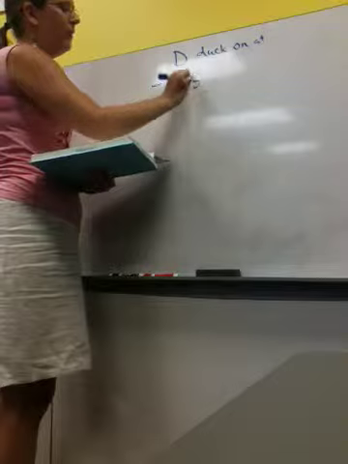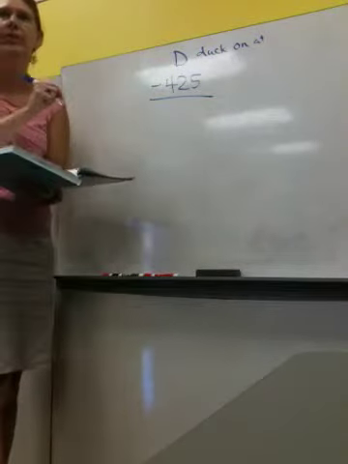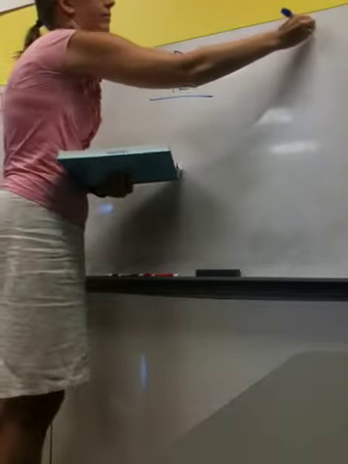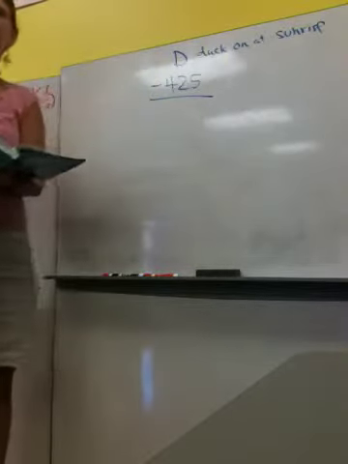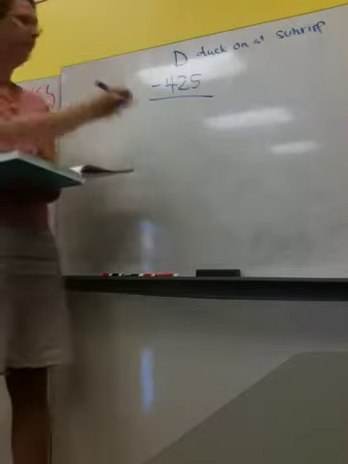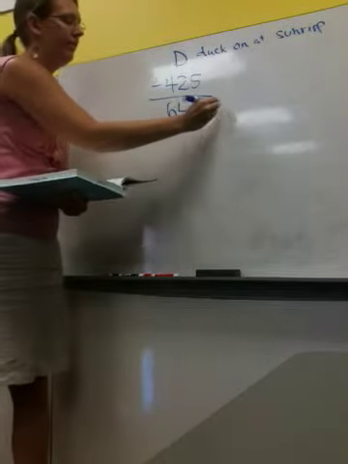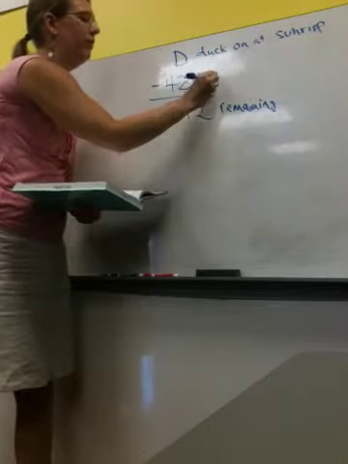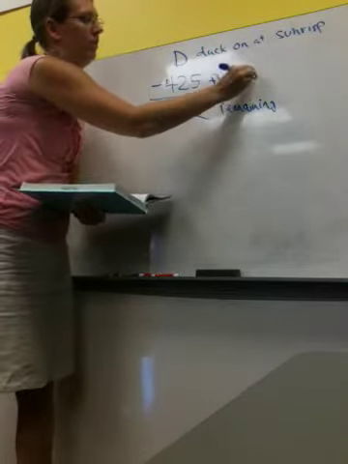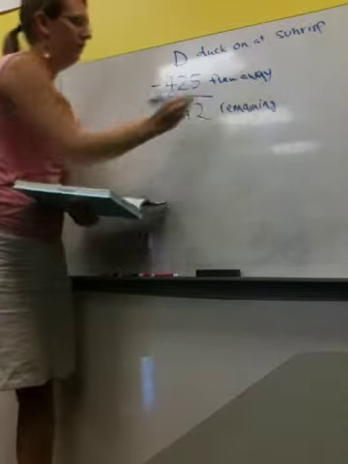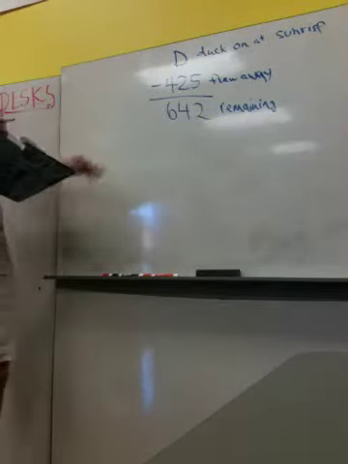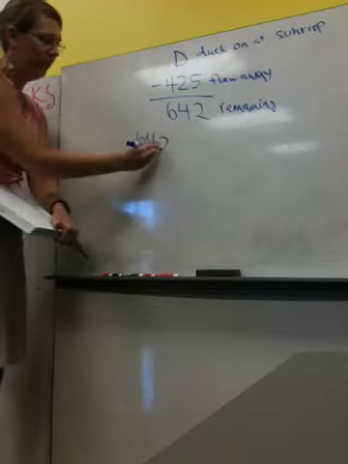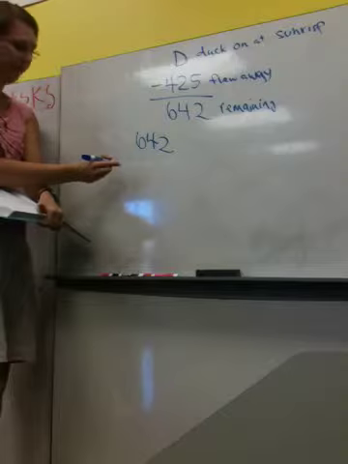Okay, what does minus 425 in words mean? 425 ducks flew away. Good. 425 flew away. How many were left? 642 ducks remain. Alright, so how are we going to solve? Add. Okay. 425 plus 642. Okay, careful. Oh, go ahead. 642 plus 425.